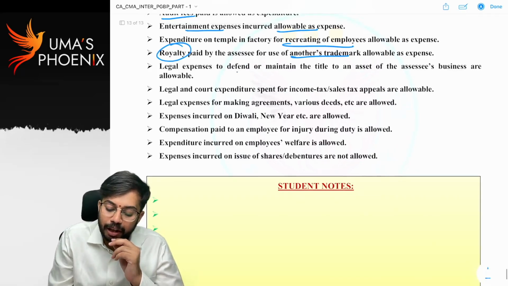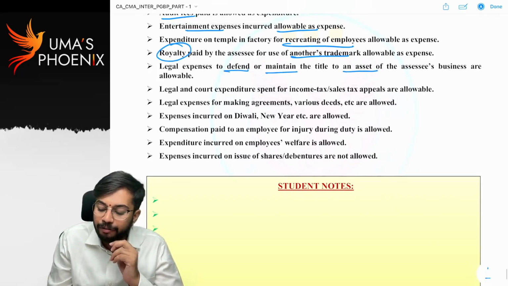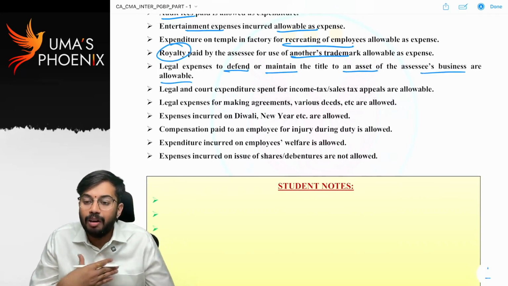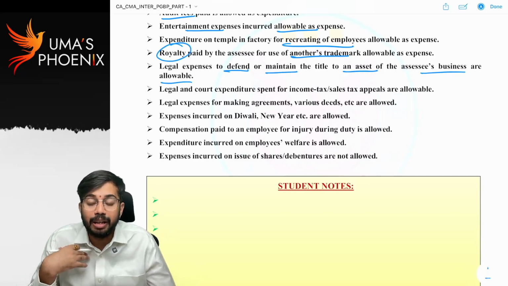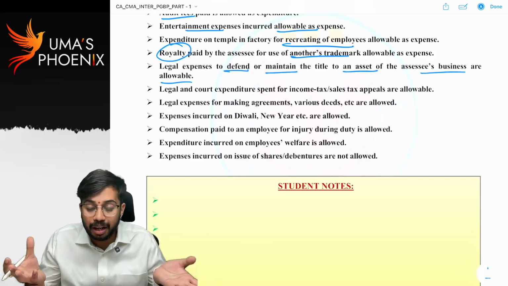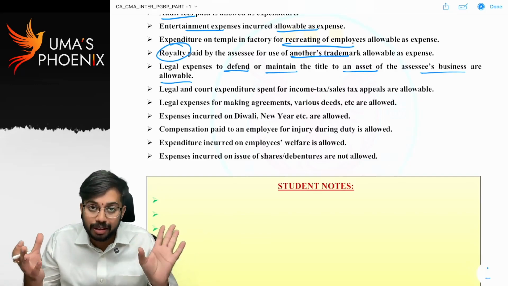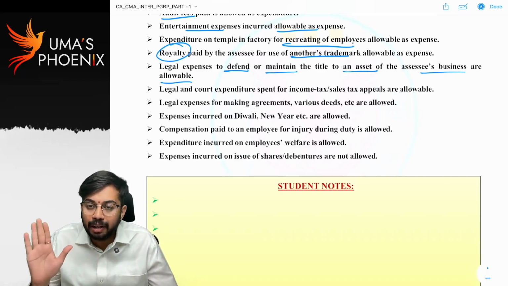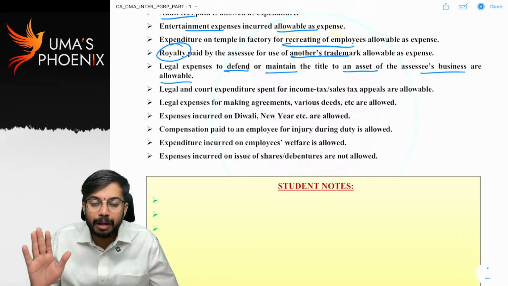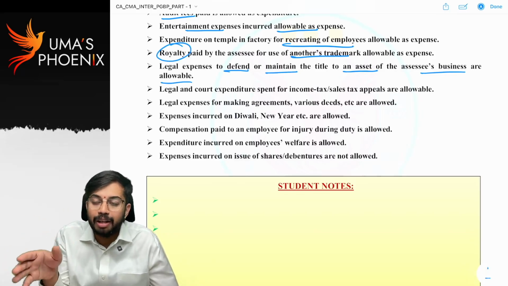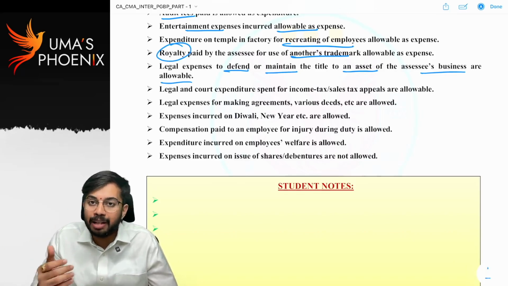Legal expenses to defend or maintain the title of an asset of the assessee's business are allowable. I am a chartered accountant in practice. One of the students filed a case against me, saying that Sankar sir is not a chartered accountant and is portraying himself as a chartered accountant and deceiving all the students. When he filed the case on me, obviously I had to give a reply. So I went to my lawyer, I gave my certificate of practice, my membership number, my CA final pass certificate, all the required details. The lawyer went to the court, defended my case and I won.